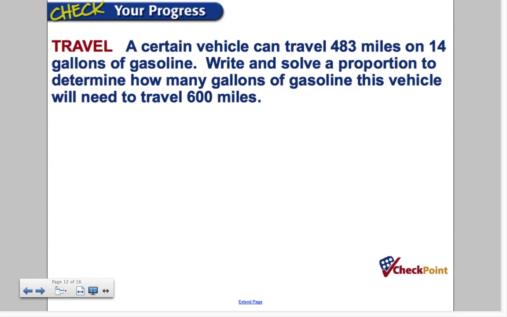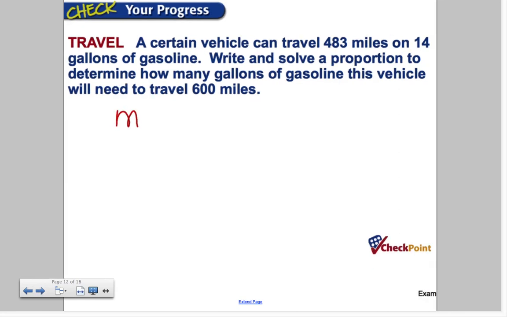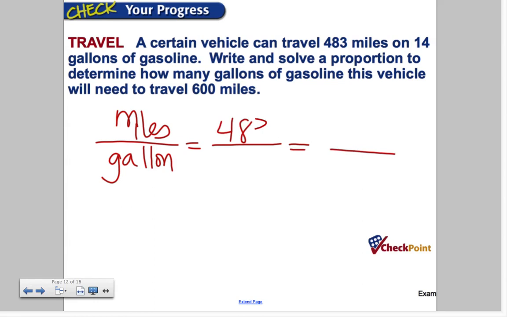All right, so we got miles per. Why does it keep doing that? I don't know. We'll just see. All right, so you get 483 miles for how many gallons? 14, that's our first rate. Good. And then we have, what's the other one? Where does that one go? Top or bottom? Top, because your miles is on top.